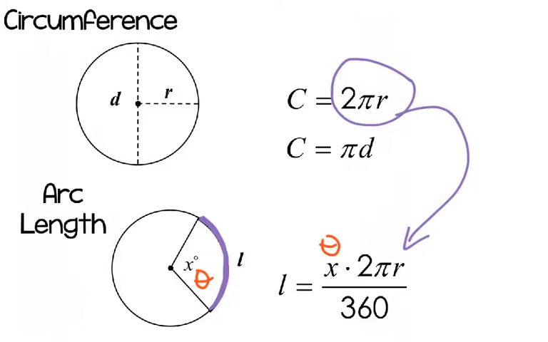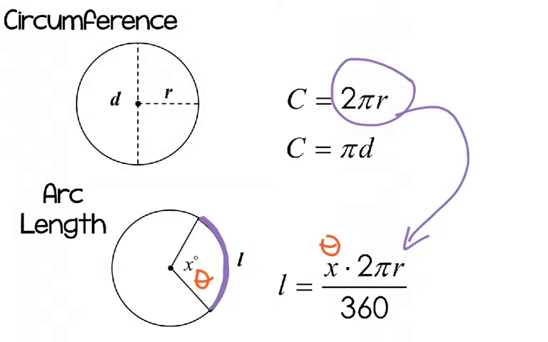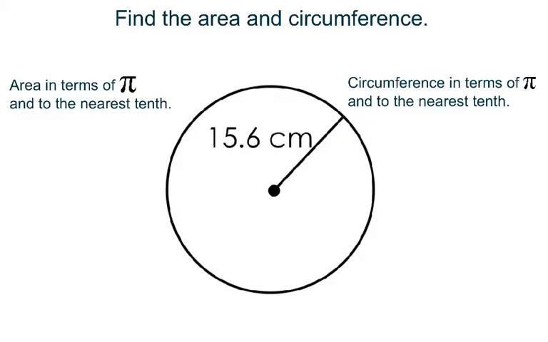So it's pretty easy. So area is talking about the entire pizza, and then area of a sector is talking about a slice of pizza. Circumference is talking about an entire pizza crust, and then arc length is talking about just a portion of the pizza crust. So that's how you think about those, and it's pretty easy. You just have to know the formulas.